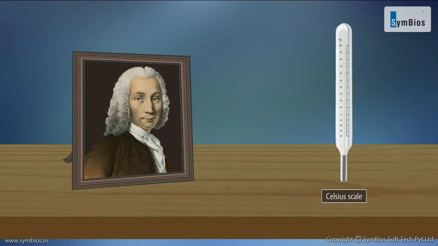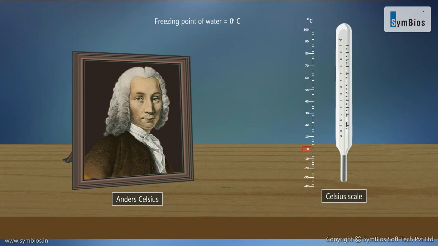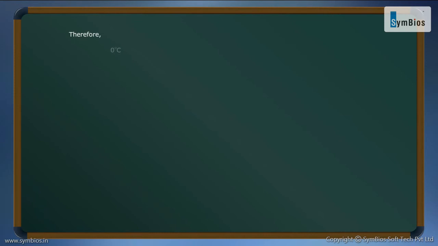Later in the same century, the Celsius scale was discovered by Anders Celsius. Temperature on this scale is measured in degrees Celsius. On this scale, the freezing temperature for water is considered to be 0 degrees Celsius and the boiling temperature 100 degrees Celsius at sea level. Freezing point and boiling point of water change at higher altitudes. Therefore, 0 degrees Celsius is equal to 32 degrees Fahrenheit, and 100 degrees Celsius is equal to 212 degrees Fahrenheit.